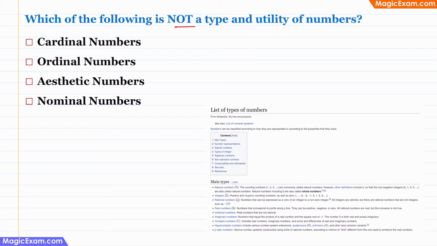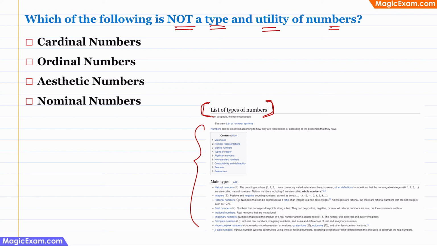Which of the following is not a type or utility of numbers? Now, there is a specific article on Wikipedia where there are different types of numbers that are mentioned, and there is a brief explanation there. So you should go to Wikipedia, find this article which says list of types of numbers and read that article in full because that gives you an overview of all the different types and utilities of numbers.